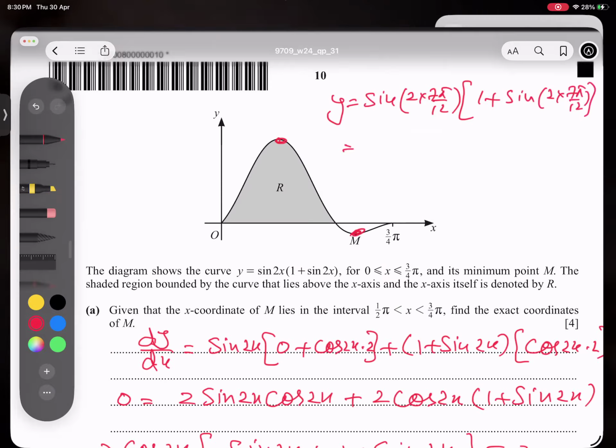So this becomes sine 7 pi by 6. And now I'm typing the same here. Let me check 7 pi by 6.